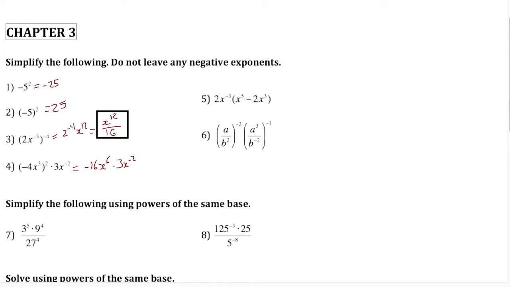And actually, now that I'm thinking about it, this negative 4 is actually going to become a positive. Because, again, this is the same thing as negative 4, the whole thing squared, or negative 1 squared times 4 squared, which is positive 16. Sorry about that, but we have 16 times 3, which is 48. X to the 6th times x to the negative 2nd, we add the exponents, so we get x to the 4th. Let's make that x look a little bit better. And that is our answer.